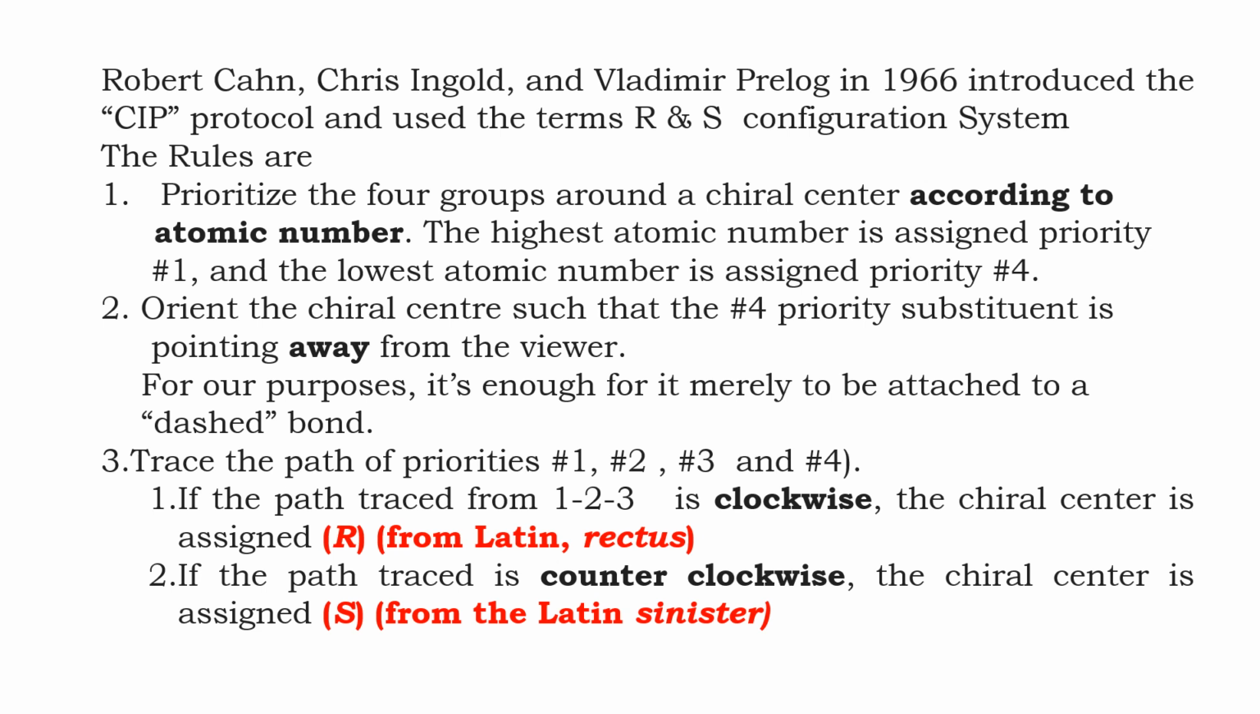It is easy to represent a molecule as R, rectus, or S, sinister. For this R and S configuration or absolute configuration, we have to set certain rules. And we know for any enantiomer, there should be an asymmetric carbon atom. And we know an asymmetric carbon atom is a carbon atom in which all the four substituents or four valencies are different atoms or groups of atoms. So, for a particular enantiomer, take an asymmetric carbon atom and identify all the four substituents.